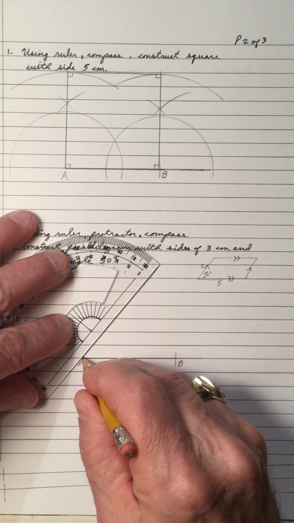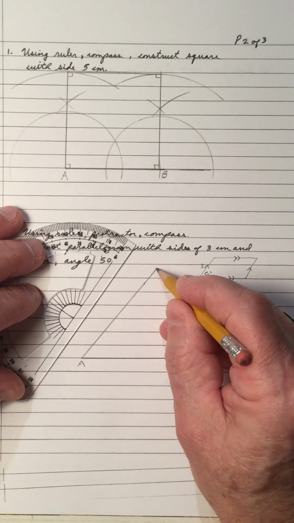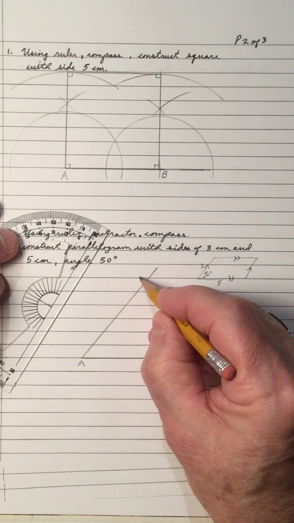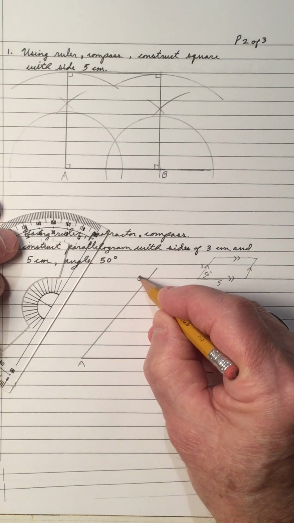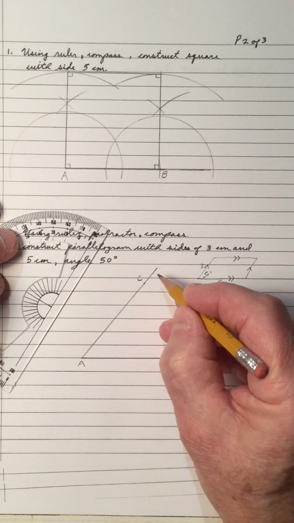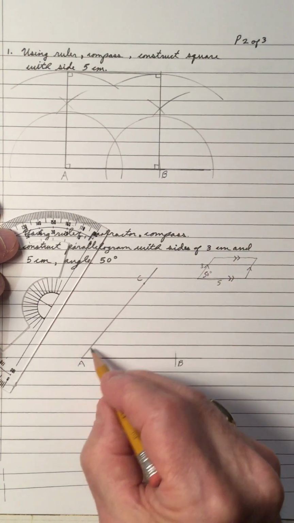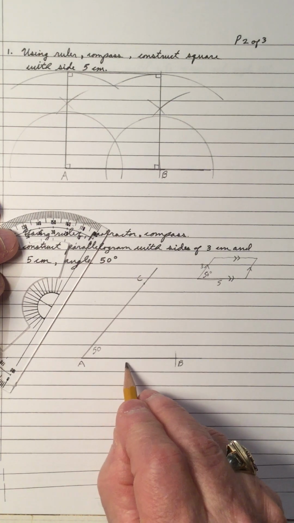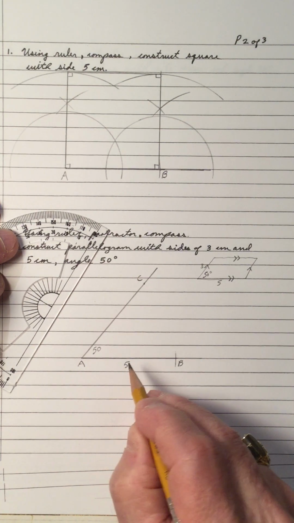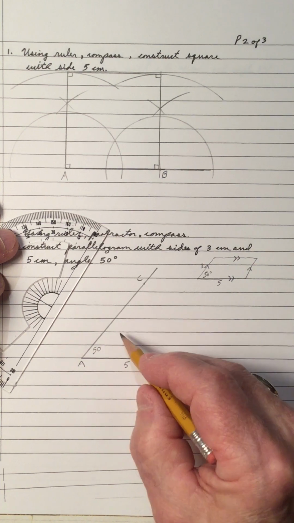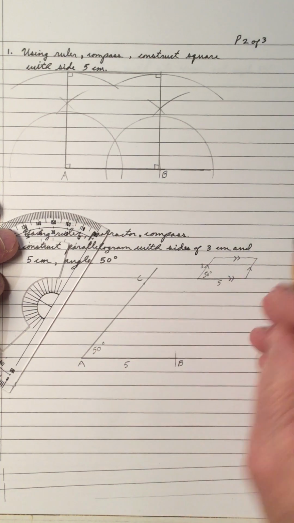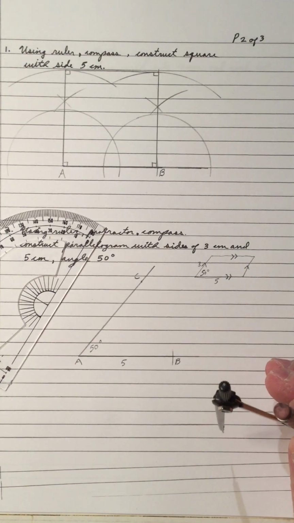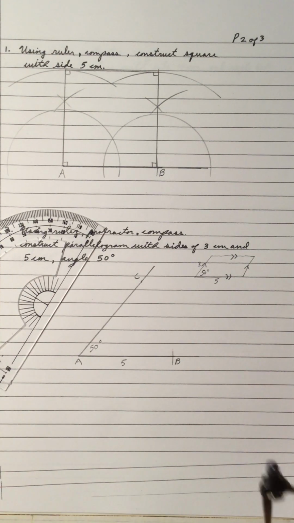Draw it to the point. So there's the point, and let's label that point C. Every point that I do now, I do consecutively: A, B, C. So this angle is 50. I have this side is 5, and I have a 50-degree angle. Now I have to mark off the other side as 3.